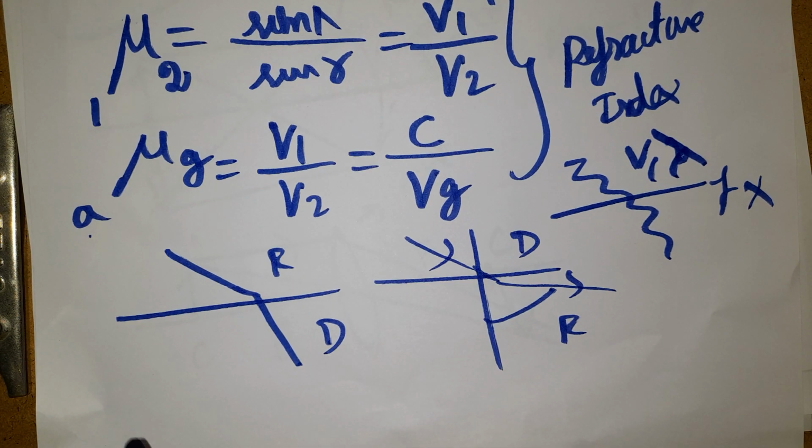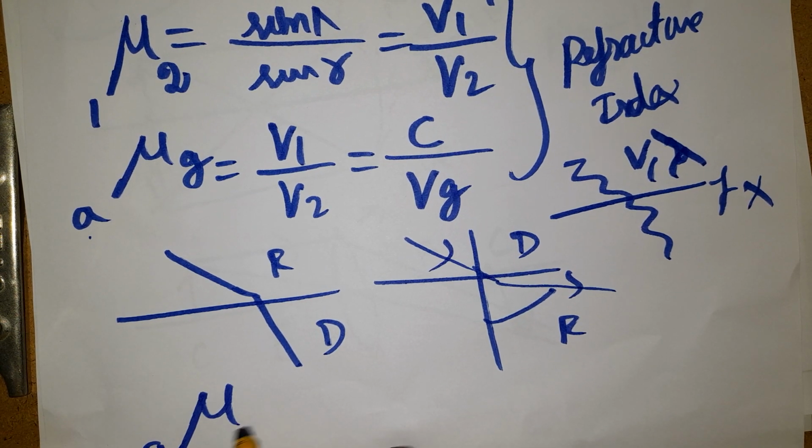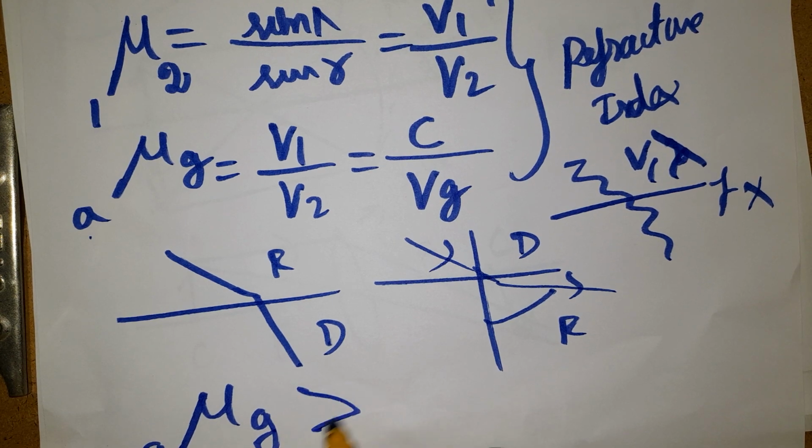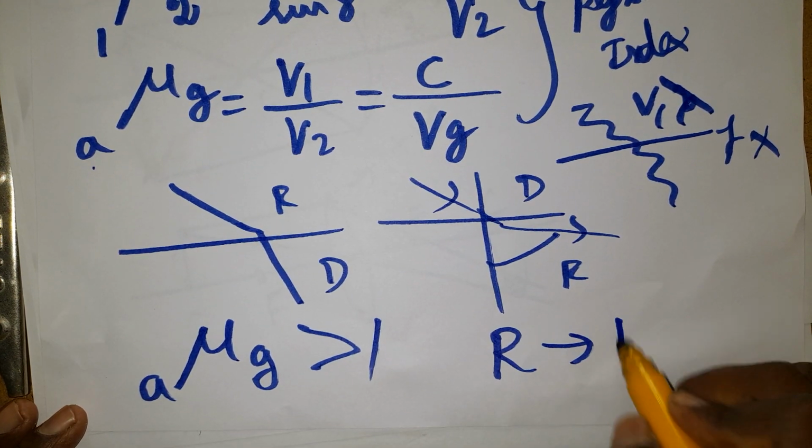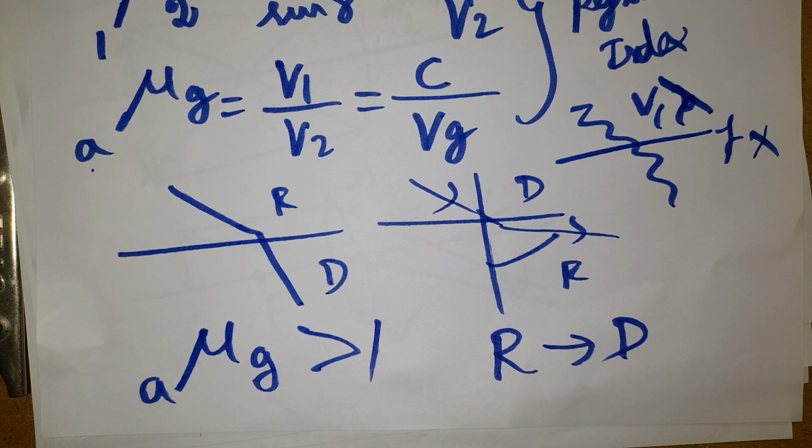Okay. Then what is absolute refractive index? Absolute refractive index will always be a value greater than 1. The light has to travel always from the rarer to the denser medium. In case you are getting denser to rarer, that's not going to be an absolute refractive index. Your answer must be more than 1 for refractive index. It has to travel from rarer to denser medium.